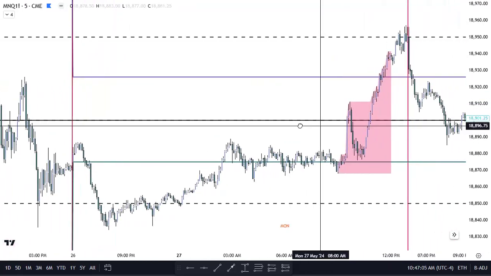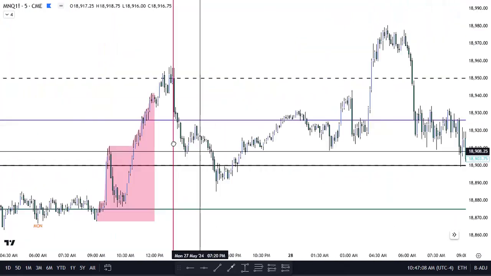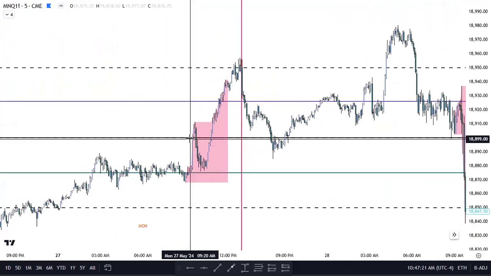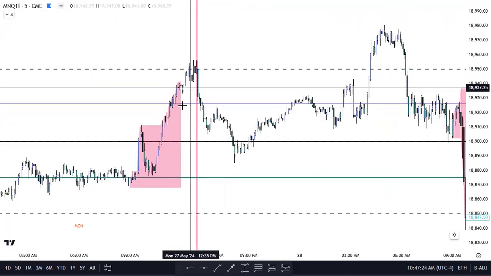Now coming into Tuesday, I think we had some major red news out. Let me check the calendar to see what we had for Tuesday. On Tuesday, we had major red news out at 10 a.m. You can see that price closed in breakout mode, so we closed above the previous day's high on Monday.